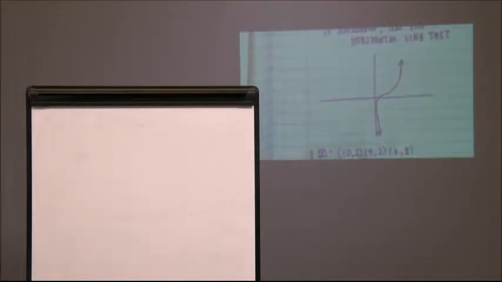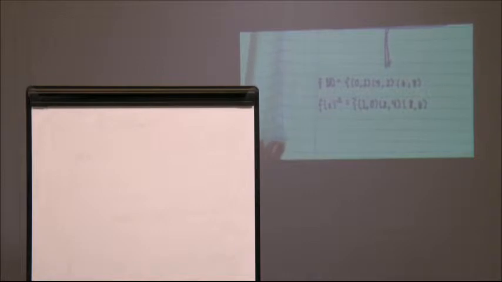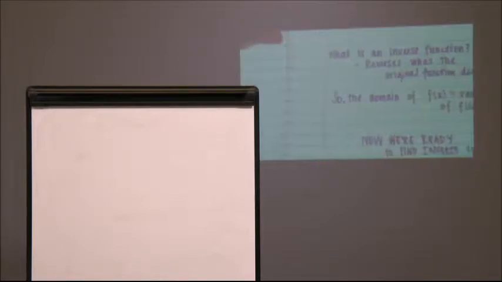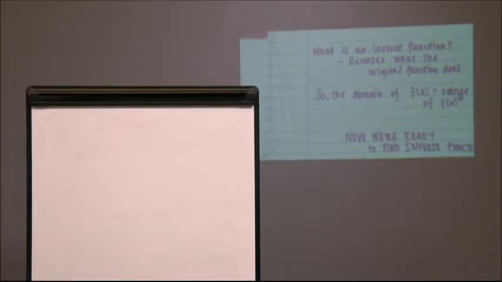In this graph, it passes a horizontal line test because there's only one x for every y. Something to take note of is that for the inverse, the x and y values get swapped. So for the point (0, 1), the inverse becomes (1, 0), (4, 2) becomes (2, 4), and (6, 8) becomes (8, 6). So what exactly is an inverse function?